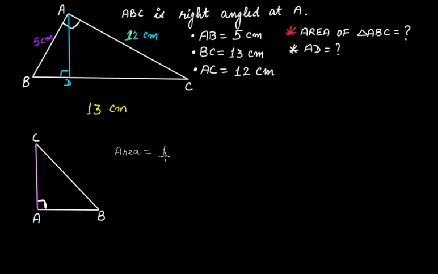Your area becomes half times base times height. We have to calculate the area. Let's denote it by A, half. Let's assume that this is the base, that's AB. So this is 5 centimeter. And this one is the height, that is 12 centimeter. Okay, now I'll tell you one more interesting thing. In this triangle, we have taken this as a base, that's AB, and this as the perpendicular or the height, right? But some of you may think differently, so let me rotate this triangle and make it like this one.